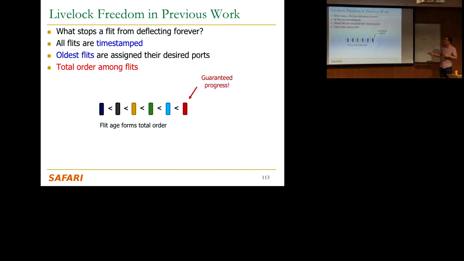So basically, this flit gets guaranteed progress. And once this flit is done, this flit gets its guaranteed progress. Once this flit is done, this flit gets guaranteed progress. And every router prioritizes the oldest flit it sees. And you have a total order. And new traffic is the lowest priority, as you can see.